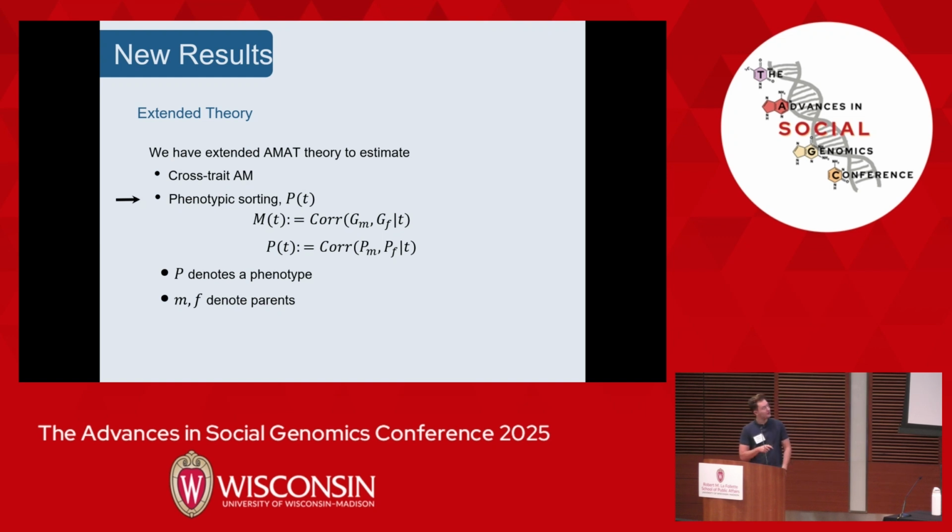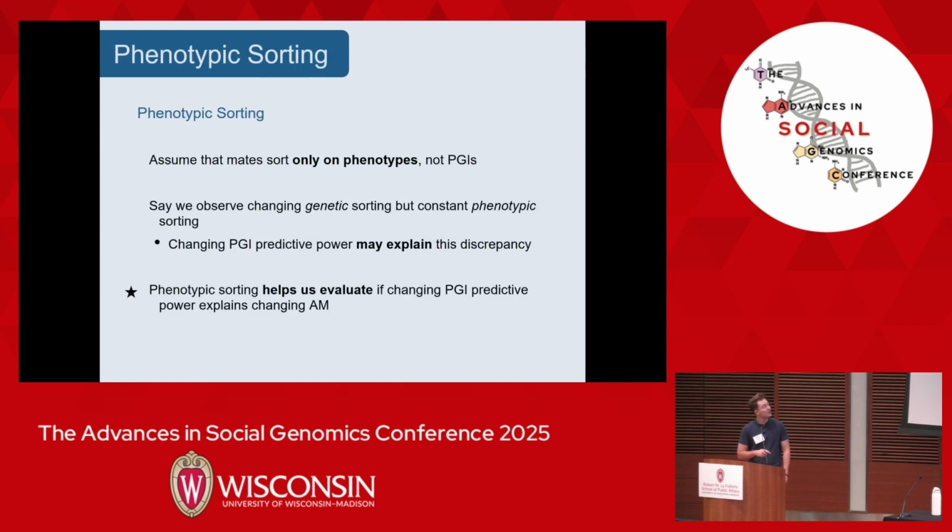And our measure of phenotypic sorting is just going to be the correlation between mate phenotypes, analogous to our measure of genetic sorting, which is M of t. Now it's just going to be the correlation of mate phenotypes at time t. All right, and I'm going to guide you through exactly why we decided to measure phenotypic sorting.